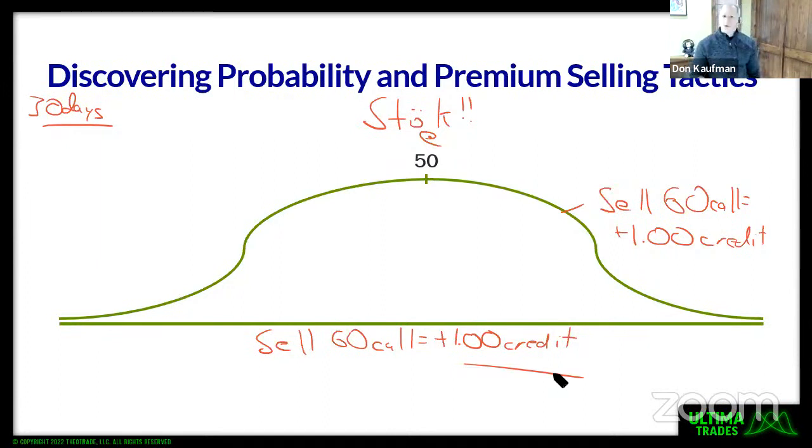Do I own the stock? I go, no, you don't own the stock. So what have I done? You've sold a 60 call and you've sold it naked. That's it. How much do you collect for that? $1. Can you make more than $1? No. Why would I want to do this? I can only collect $1.